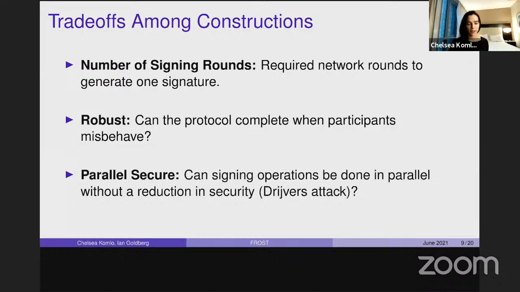And then finally, another trade-off is whether or not the protocol is secure in a parallelized setting. So this is where Frost and related schemes like MuSig have advanced the state of the literature, which is that signing operations can be done in parallel without a reduction in security, whereas prior schemes were vulnerable to this attack that was introduced by Drijvers et al. And essentially this attack is viable when signing can be done in parallel.